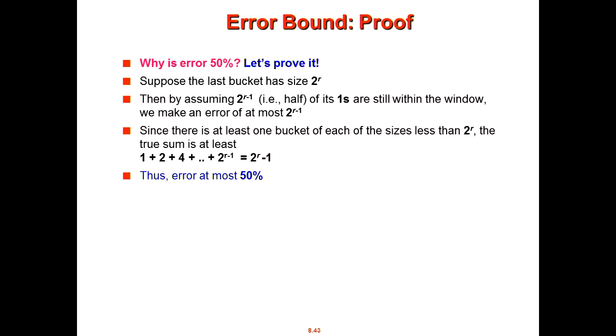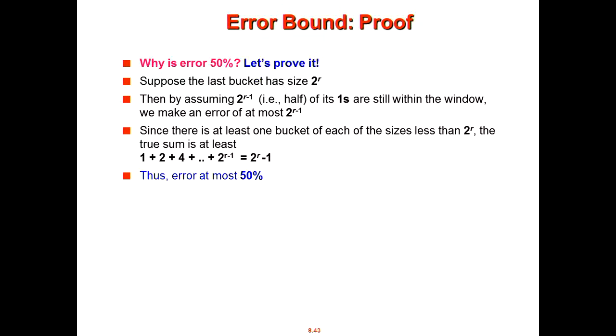So this is the value that we are sure about, because at least one bucket of each of the sizes less than 2 to the power of r is maintained in your algorithm. So the true sum is always larger than this value, and this is the error we make at most. So this one divided by this, we can see the error is at most 50%. That's why we have the error performance guarantee.